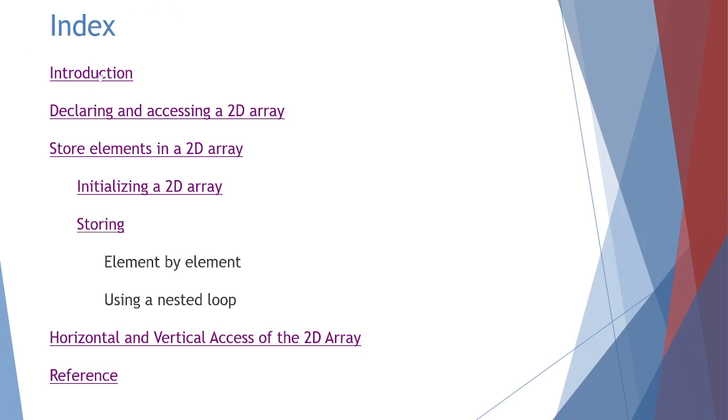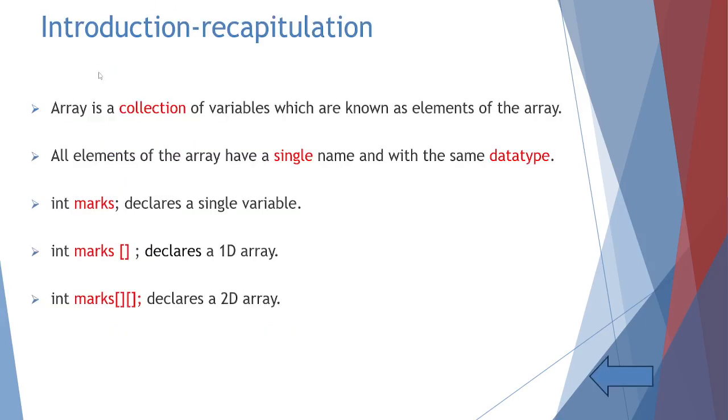Let us start. We already know an array is a collection of variables which are known as elements of the array. All elements of the array have a single name and the same data type. Now int marks declares a single variable, whereas int marks[] declares a one-dimensional array. int marks[][] declares a 2D array.